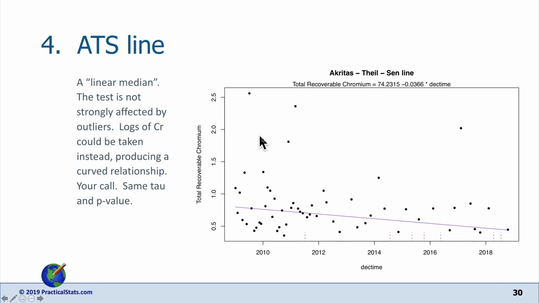So the decision of whether to take logs or not, whether this is a curve or not, is up to you. And just base it on what the plot looks like. You would get the same Kendall's-Tau and the same p-value whether you took logs or not. So it's not an effect of the test, it's only going to affect the model, the predicted value of y that you get.